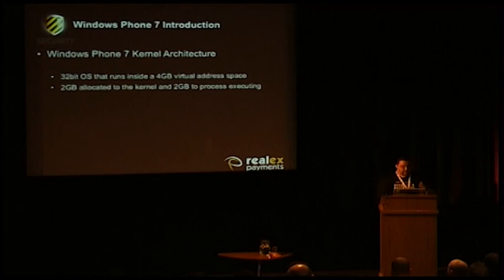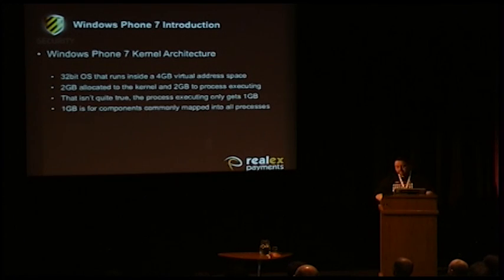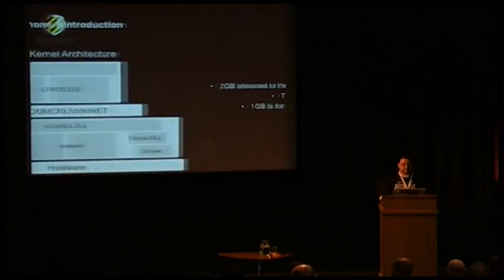So let's dig a little bit deeper into Windows Phone 7, and then we'll focus completely on the security side of things. So it's a 32-bit OS, and it runs in a 4 gig virtual address space. So that 4 gig is split into two gig allocations. One is for the kernel space, and one is for the process space. So the process that's executing won't get 2 gig to itself. The process itself gets 1 gig. And then there are common components associated with any process that's executing, and that gets another gig. And we'll look at that in a little bit more detail in a minute.